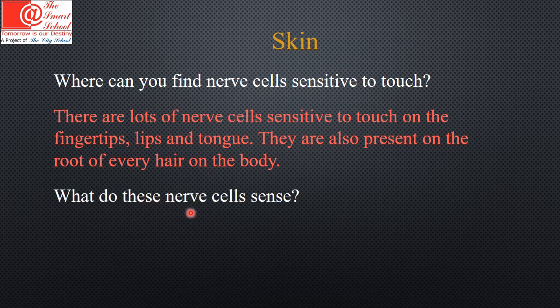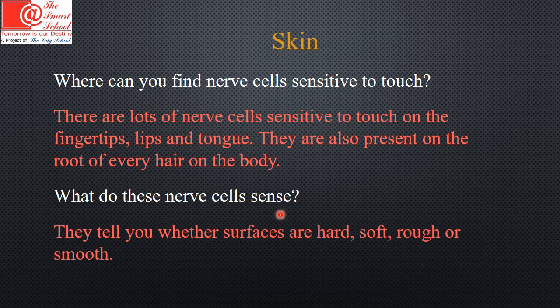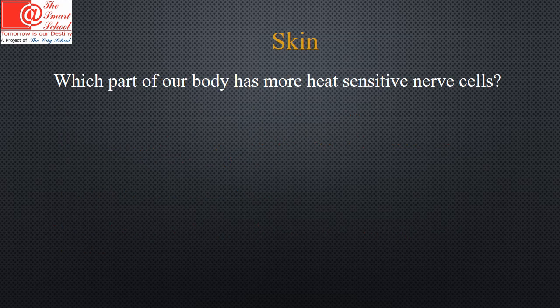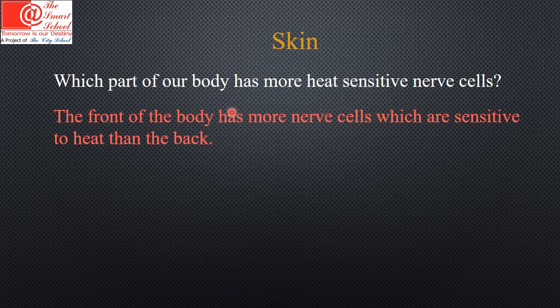What do these nerve cells sense? They tell you whether surfaces are hard, soft, rough, or smooth. These are the characteristics that are sensed by the nerve cells that are sensitive to touch. Which part of our body has more heat sensitive nerve cells? The front of the body has more nerve cells which are sensitive to heat than the back.